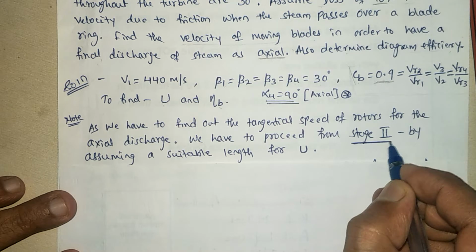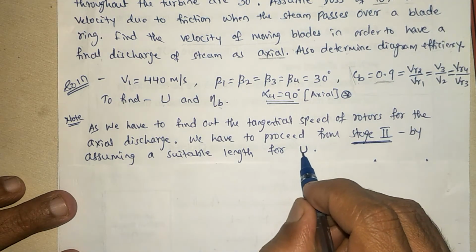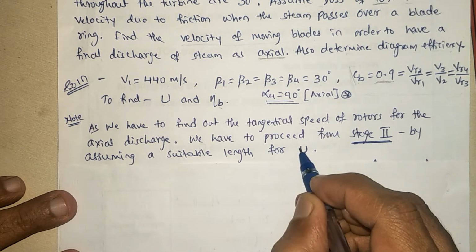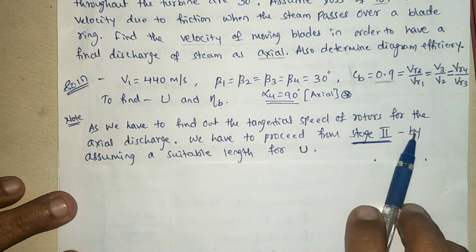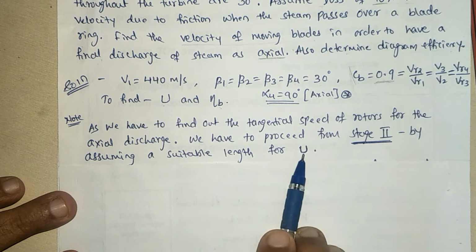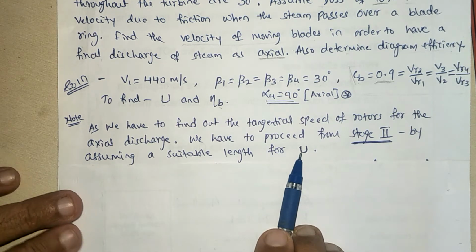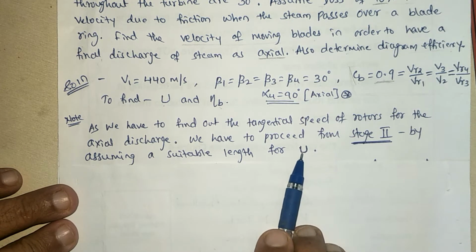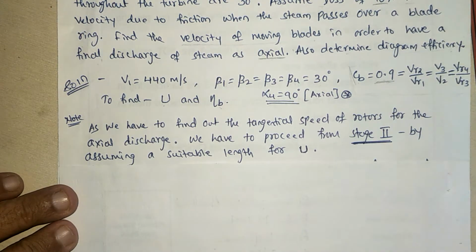This is very important, because the alpha 1 value is unknown here, and at the same time the value of U is also unknown. So we have to proceed from stage 2 by assuming a suitable length for U. We will assume a certain scale for U, but we don't know the magnitude of U. So we'll assume U is equal to 3 centimeters, because we need to calculate the unit for scale.